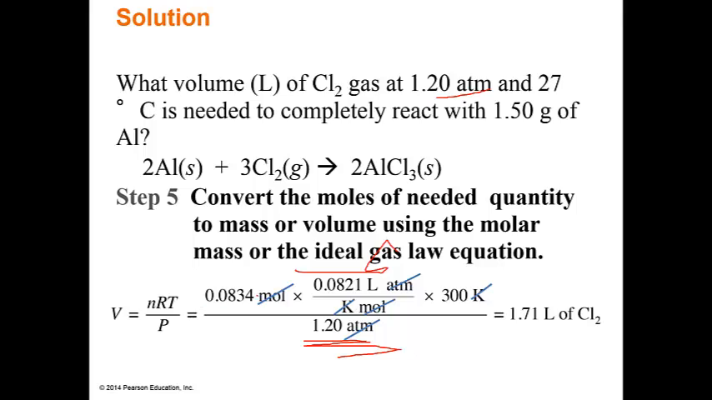All right, plug and chug. 0.0834 moles, that's what we need from chlorine, times 0.0821 liters, our constant, times 300 divided by 1.2. That tells us we need 1.71 liters of chlorine gas. Not bad. Just like that. So we just have to remember to cancel, balance, and work through the steps. We've got to continue to work through the steps.